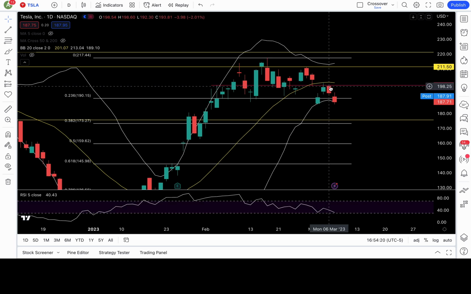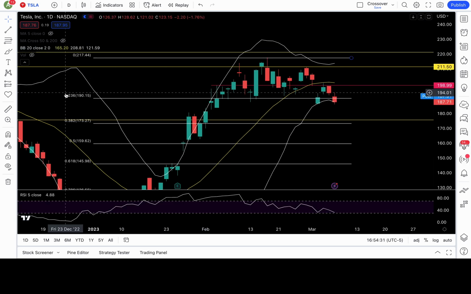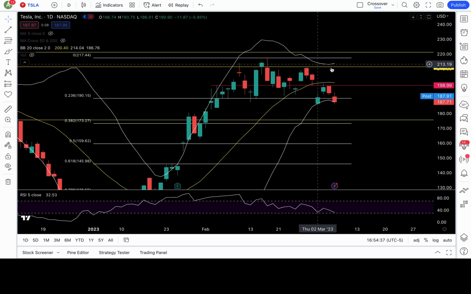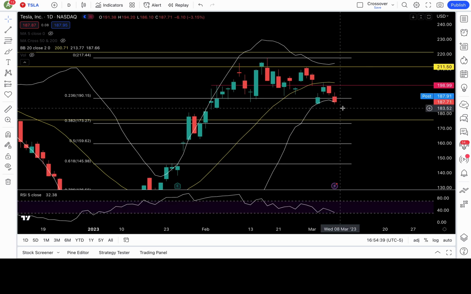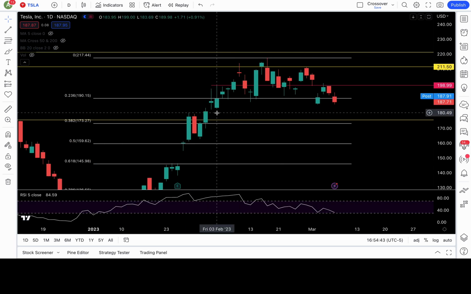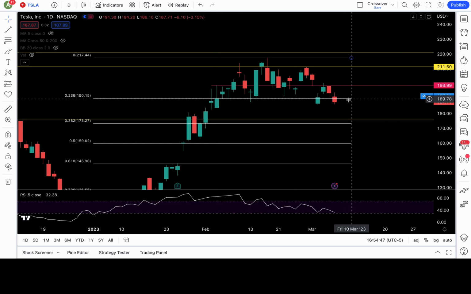Monday, we saw follow through after that rejection from the 20 daily moving average, where it rejected more and closed lower. Today, we closed even lower, but also broke down that 23.6 fib level. All right, we are at the lower Bollinger Band, but it's also a chance that tomorrow the lower Bollinger Band will expand, giving Tesla room to drop further. But as of right now, I am bearish on Tesla as long as it's below 190.